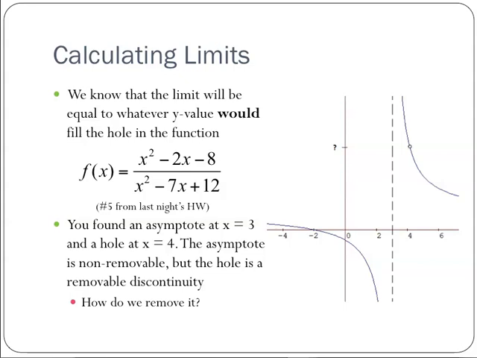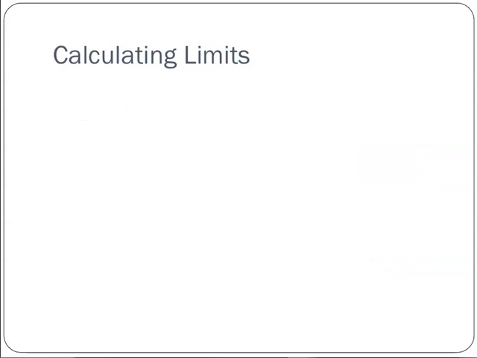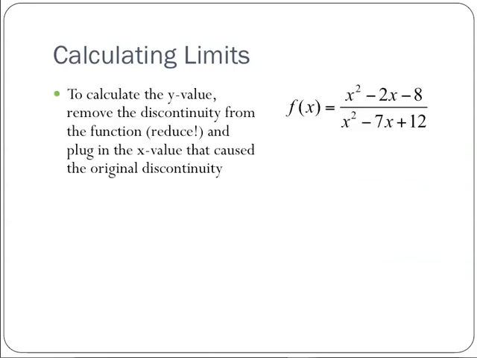Well, since we know that the hole is at x equals 4, and how did we do that? We did that by factoring and then finding the zeros. So let's go ahead and start by factoring. So x squared minus 2x minus 8 factors to (x plus 2)(x minus 4), and x squared minus 7x plus 12 factors to (x minus 3)(x minus 4). So now we can see very clearly the hole came from that x minus 4 that's being canceled out.